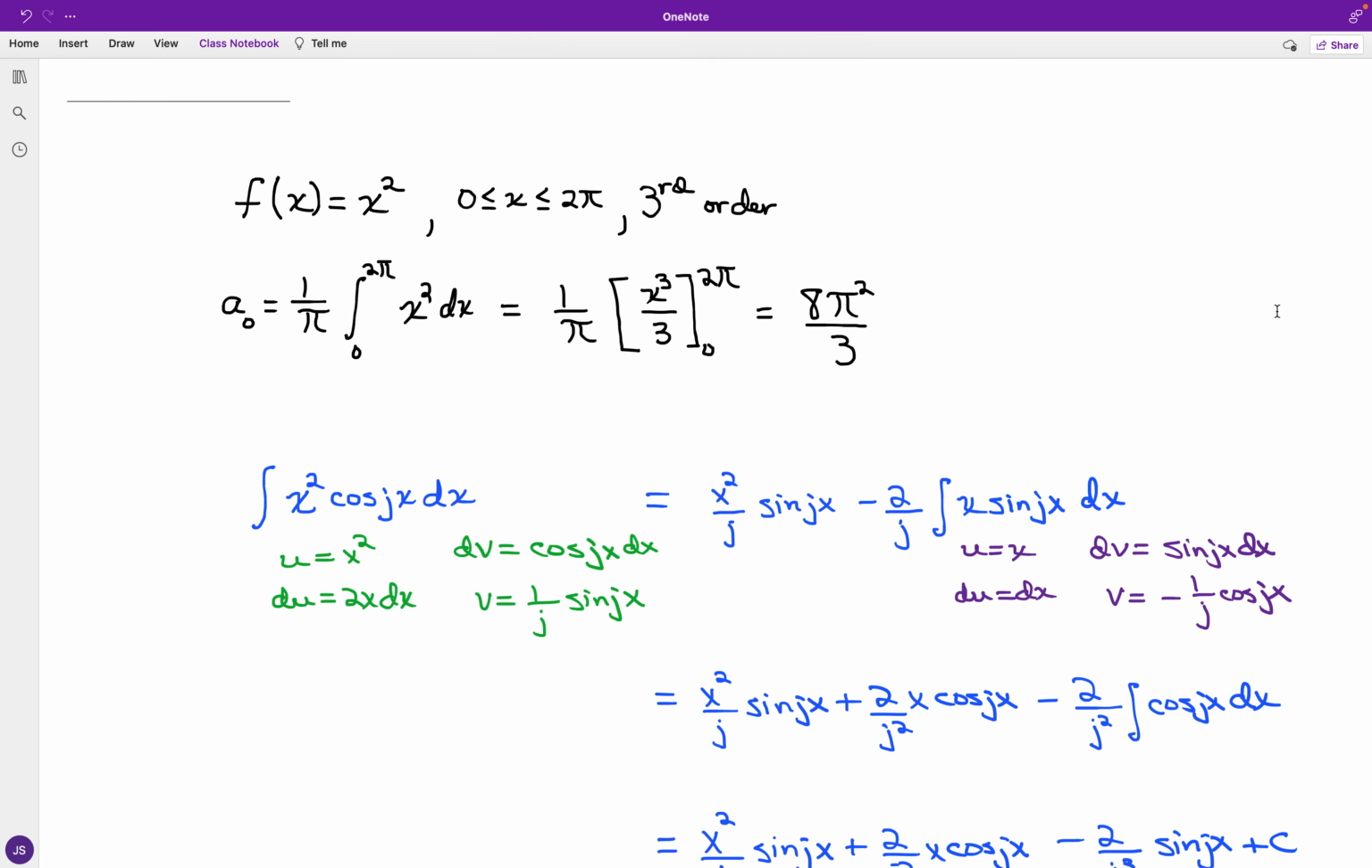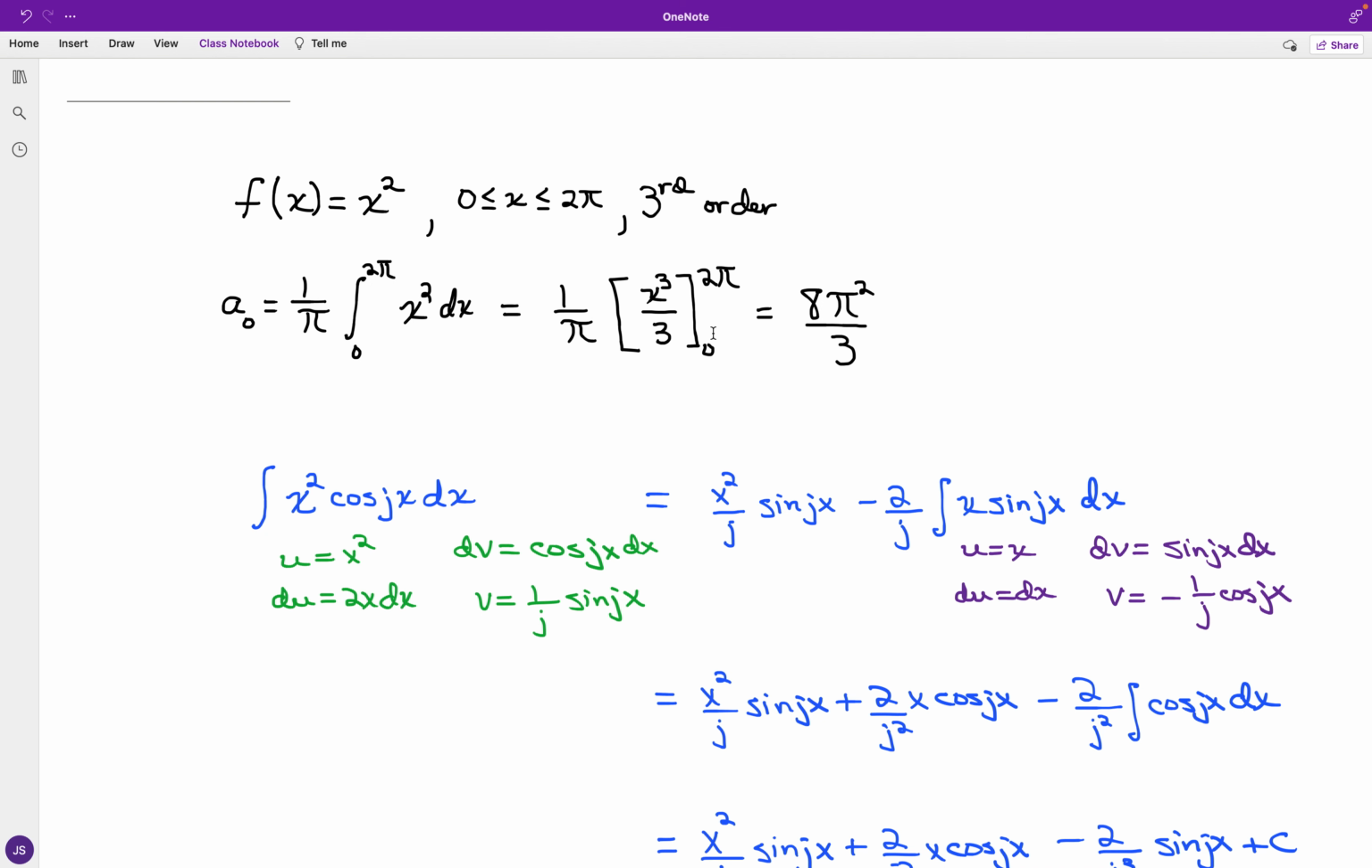Okay, say we're looking for the Fourier approximation, where we have f of x equal to x squared, and the interval going from 0 to 2 pi, and we'll be looking at a third order Fourier approximation. So for a naught, we're going to have 1 over pi times the integral as x goes from 0 to 2 pi of f of x dx, where f of x is x squared, and the antiderivative of x squared is x cubed over 3. And so for the integral, we have 1 over pi times x cubed over 3 as x goes from 0 to 2 pi.